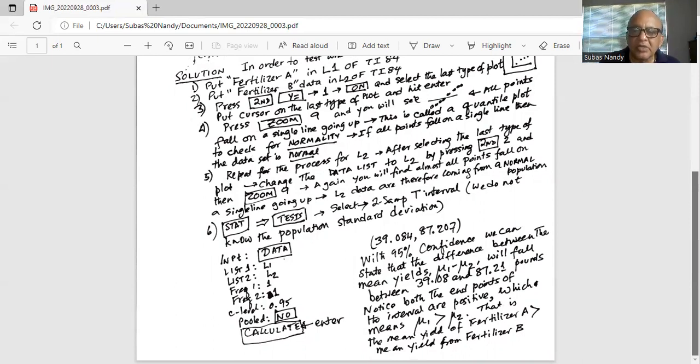And the 95% confidence interval comes out. The lower boundary is 39.084 and the upper boundary is 87.207. Therefore, with 95% confidence, we can state that the difference between the mean yields, mu1 minus mu2, will fall between 39.084 and 87.207 pounds. Notice that both endpoints, the lower boundary and the upper boundary of the interval, are positive, which means mu1 is greater than mu2. That is, the mean yield of fertilizer A is greater than the mean yield of fertilizer B.